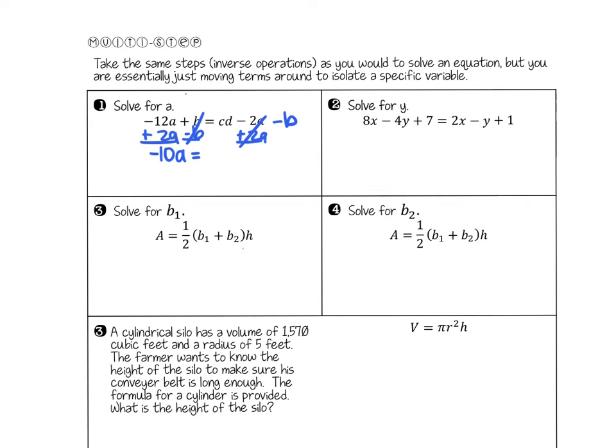Okay, bring down what we have left. So CD, and now minus b. Okay, a has a negative 10 with it, so I want to divide that off and just put it over here. And it's done.